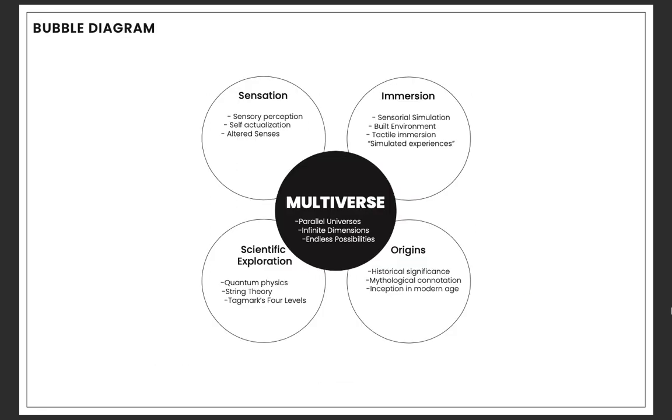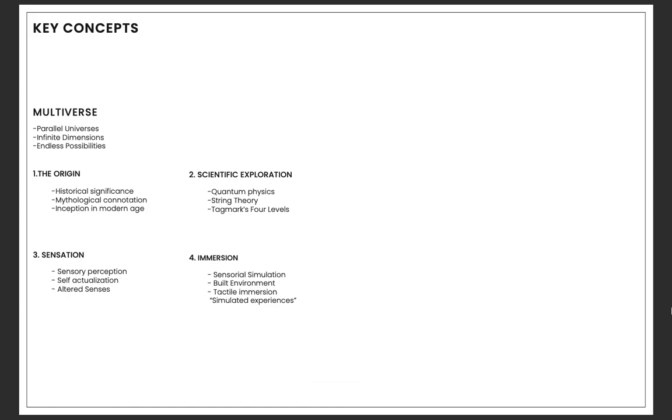So, going more into my research and bubble diagram, I decided to look at the multiverse and see what four guided experiences I can pull out of them to really guide visitors through an experience. Those key concepts being: the multiverse, which is parallel universes, infinite dimensions, endless possibilities. Number one, the origin: historical significance, mythological connotation, inception in the modern age. Number two, scientific exploration, which goes into quantum physics, string theory, and Tegmark's four levels. Number three, sensation, which goes into sensory perception, self actualization, and altered senses. And ending off with immersion, which is sensory simulated stimulation, built environments, tactile immersion, and stimulated experiences.